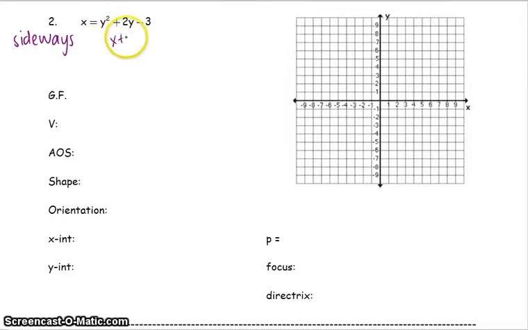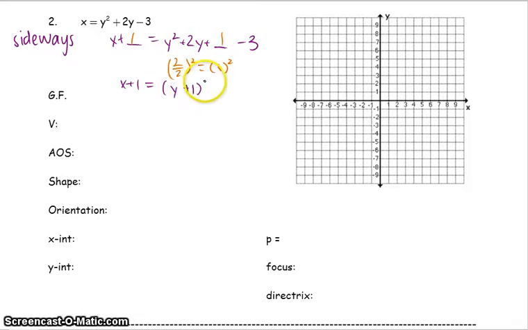So we're going to have x plus blank equals, and since our a value is 1, we don't have to factor anything out. We're just going to have y squared plus 2y plus blank minus 3 is on the outside. Taking our b value, dividing it by 2 and squaring it, so we're going to have 1 squared. So that means we're adding a 1 there, and 1 to the other side. That leaves us with x plus 1 equaling, when we factor this, (y plus 1) squared.